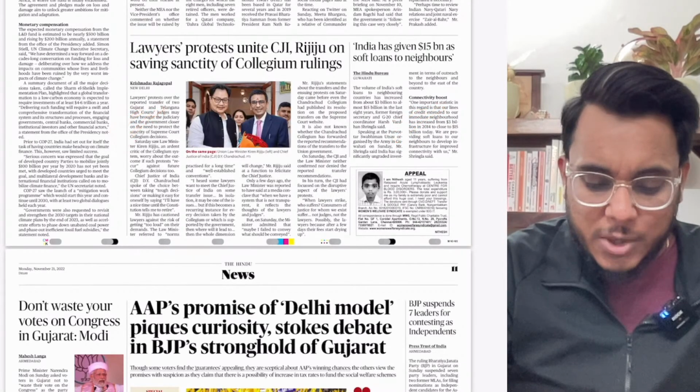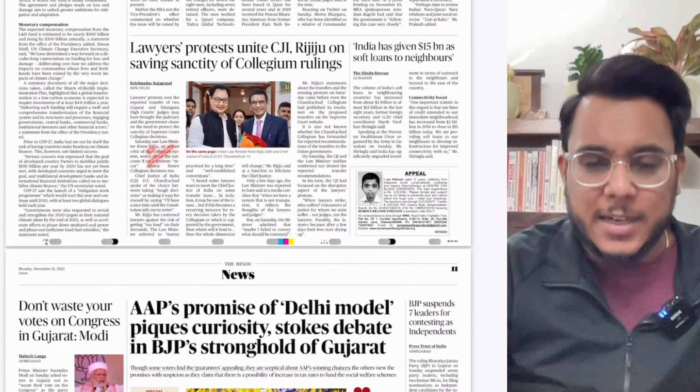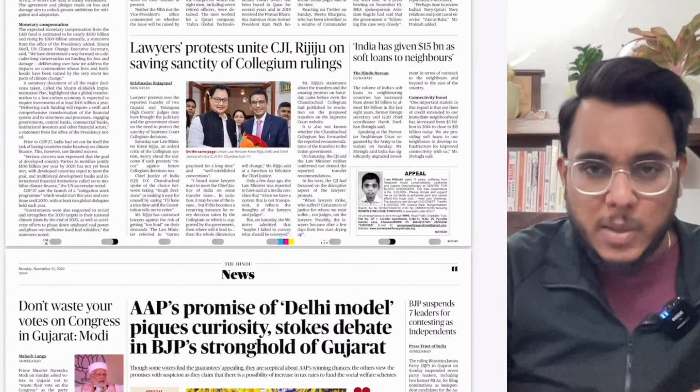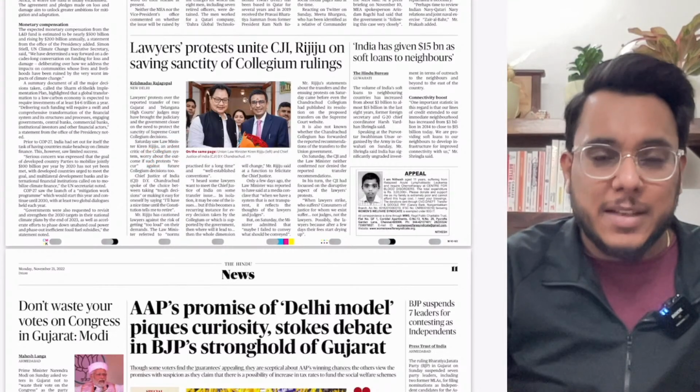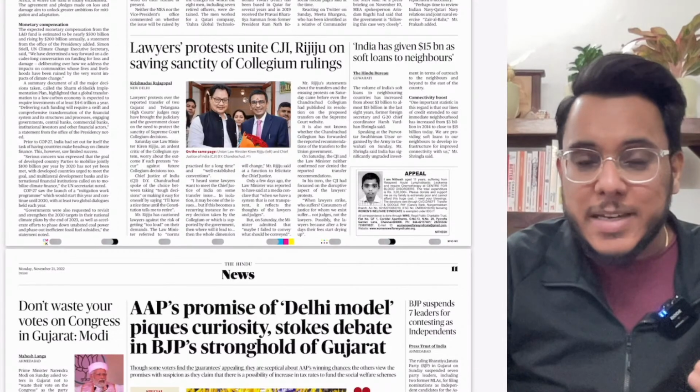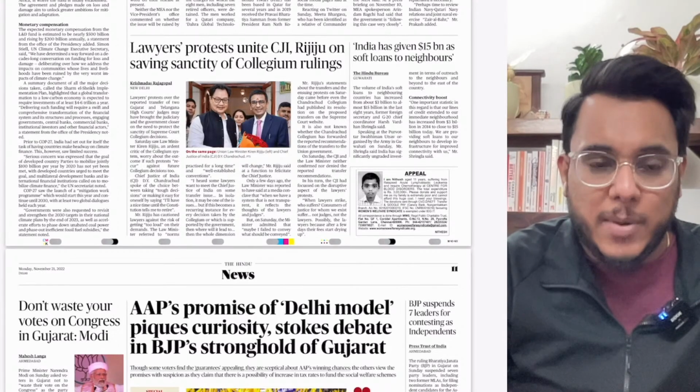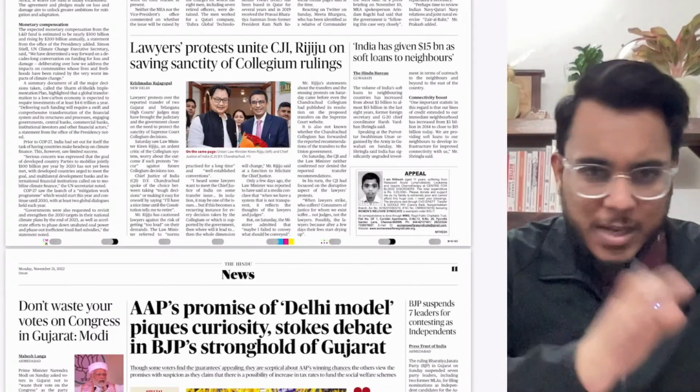Lawyers protest, unite behind CJI, urging saving the sanctity of the collegium rulings. So guys, for the past few days, we are seeing that it has been proposed that the collegium needs to be replaced by the National Judicial Appointments Commission. Already we have seen that, so that was a different issue.